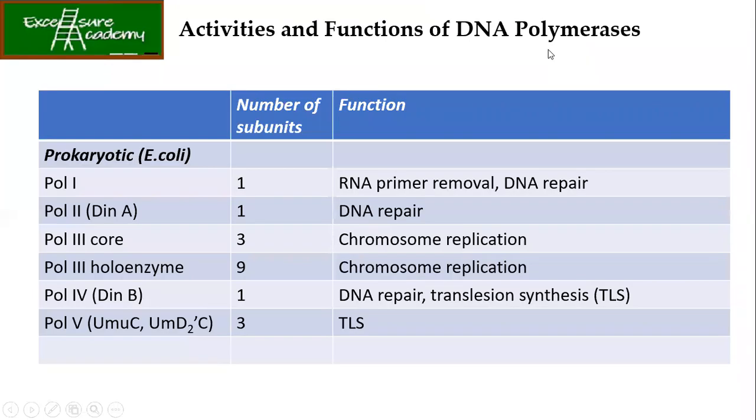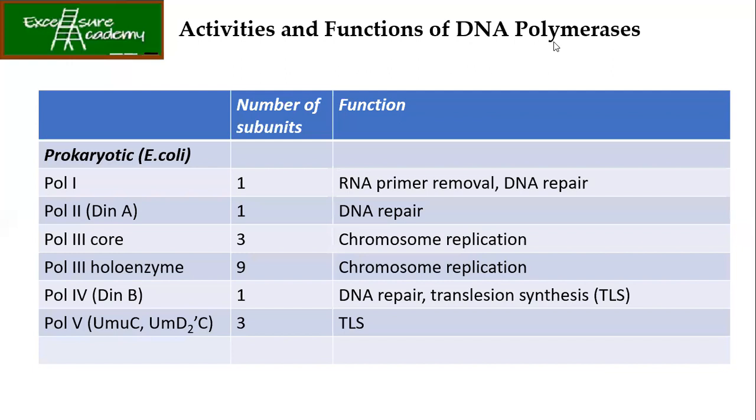Okay, now coming to the tables, they are really very important. If possible, please remember, because it is really going to benefit you a lot. So in this we are talking about the prokaryotic DNA polymerase. Okay, there are 5 already mentioned. So what is the work of Pol 1? RNA primer removal, DNA repair. Pol 2 is again DNA repair. Pol 3 holoenzyme, which we just discussed, having 3 subunits and 9 subunits, is responsible for the main chromosome replication, and again the rest, 4 and 5, are meant for your DNA repair.